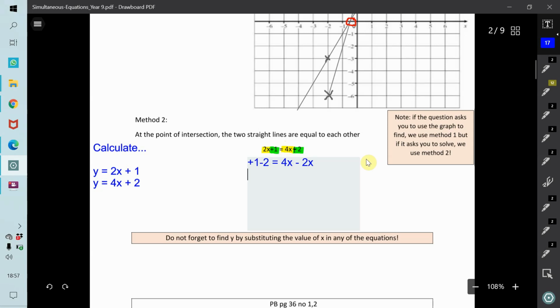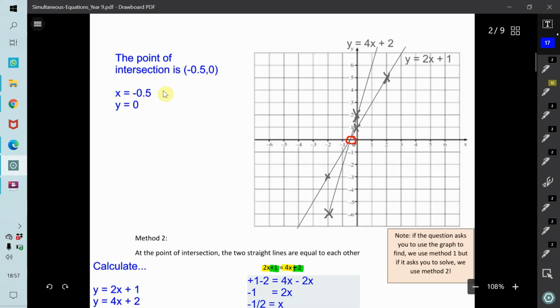Plus 1 minus 2 is minus 1, equals 4x minus 2x, which is 2x. I need to make x the subject of the formula. What is attached to x? The 2. How? A multiplication. So the opposite of multiplication is division. I'm going to use the slash to signify division. Minus 1 divided by 2 equals x. And minus 1 divided by 2 is minus 0.5, which is equal to x, which is what we got up here.